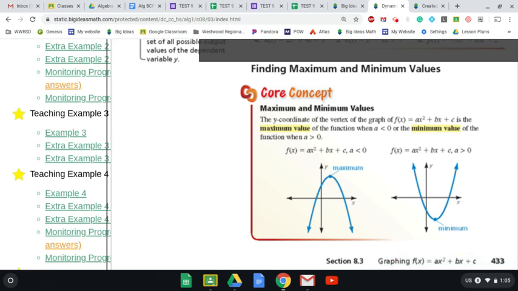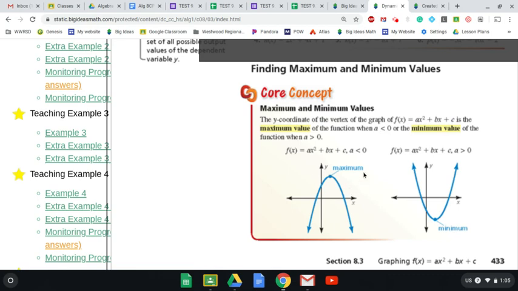We're going to continue with section 8.3. We're finding the maximum and minimum values. So the y-coordinate of the vertex of our graph f of x equals ax squared plus bx plus c is a maximum value when a is less than 0. In other words, when a is negative.